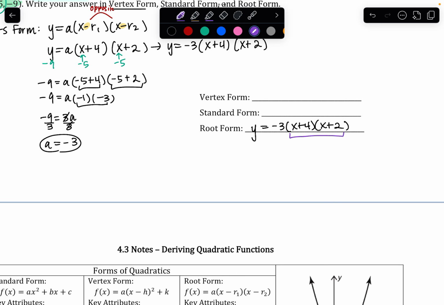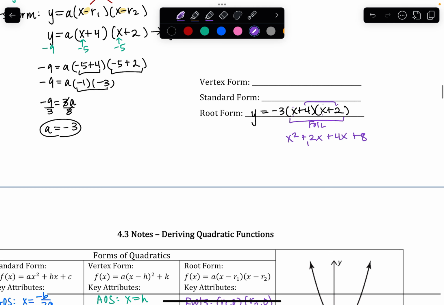Okay, and so the first thing I'm gonna do is FOIL this. And so we do first, which is x times x, which gives me x squared. Outside gives me 2x. Inside gives me 4x. And then the last would give me 8. Okay, combine these like terms, you get x squared plus 6x plus 8.